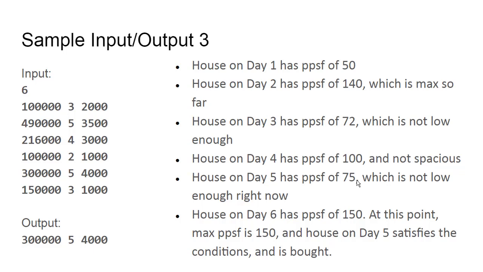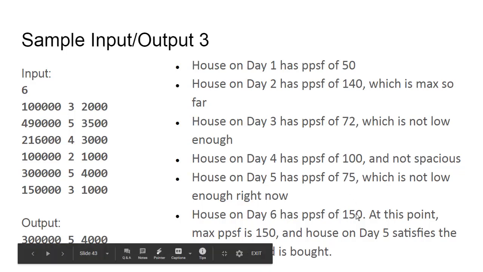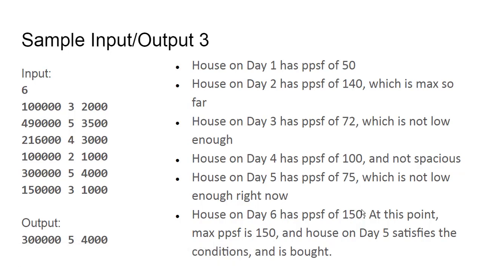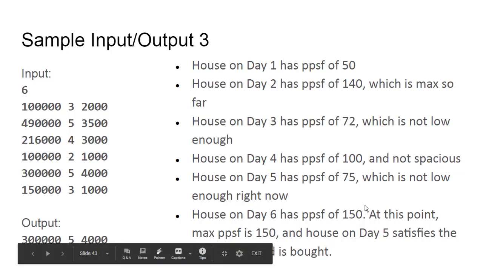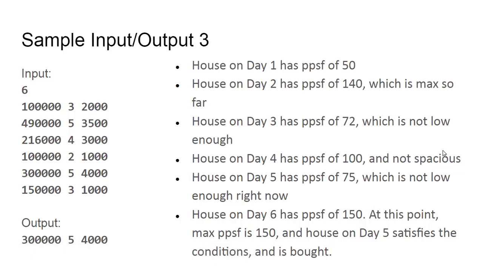And on day 6, we see a house with a PPSF of 150. So at this point, the max PPSF we've seen so far is 150. That means 75 is a good deal. And the house on day 5 is still available. So Professor Goldluck will buy the house on day 5.